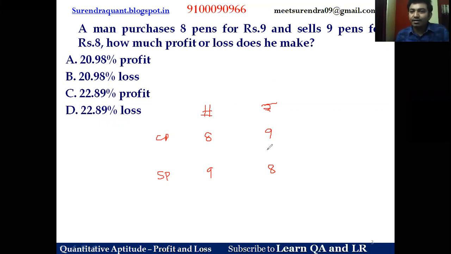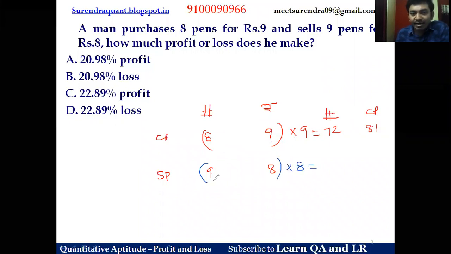First, let us talk about the number of articles, right? How to get that? Multiply the first expression with the second number of articles, that is 9. What I mean to say is 8 9s are 72 pens. CP is 9 9s are 81 rupees. So if 8 pens cost 9 rupees, 72 pens cost 81 rupees. What about the selling price transaction? Multiply this expression with the first number of articles, that is 8. Now 9 8s are 72 pens. 8 8s are 64 rupees. Now this is for SP, guys.